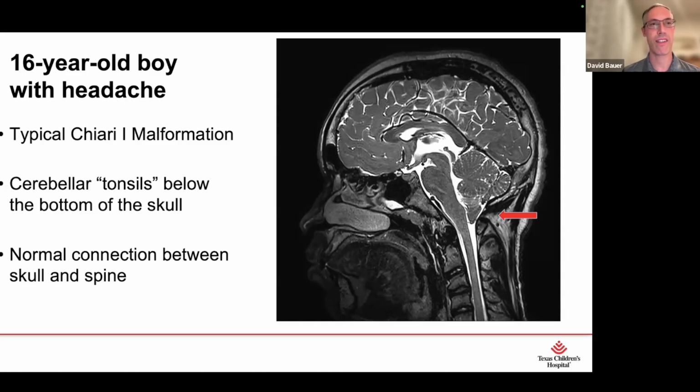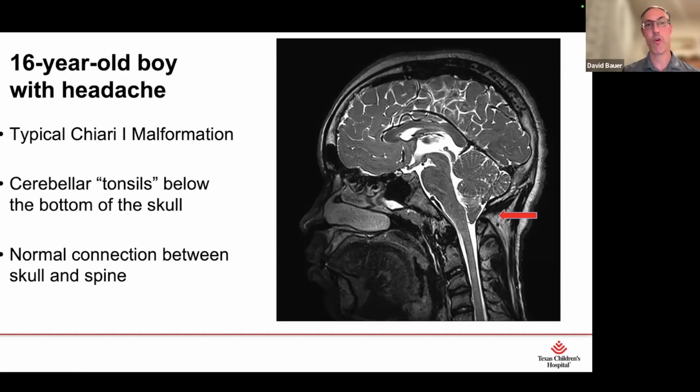And so this is an MRI of a 16-year-old boy with headaches, and this is an MRI that shows a typical Chiari malformation. If you can see the red arrow, it shows the cerebellar tonsils. That's what we call the protuberance hanging down at the bottom of the cerebellum, which again is the back part of the brain. They're going below the foramen magnum, which is the bottom of the skull, and you can see they're pointed. They look like they could be obstructing, and that's how we think Chiari has symptoms. It obstructs the flow of spinal fluid.